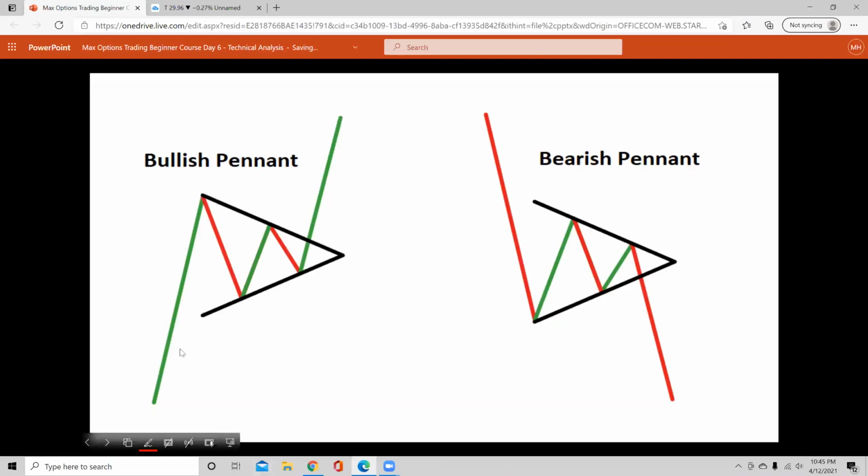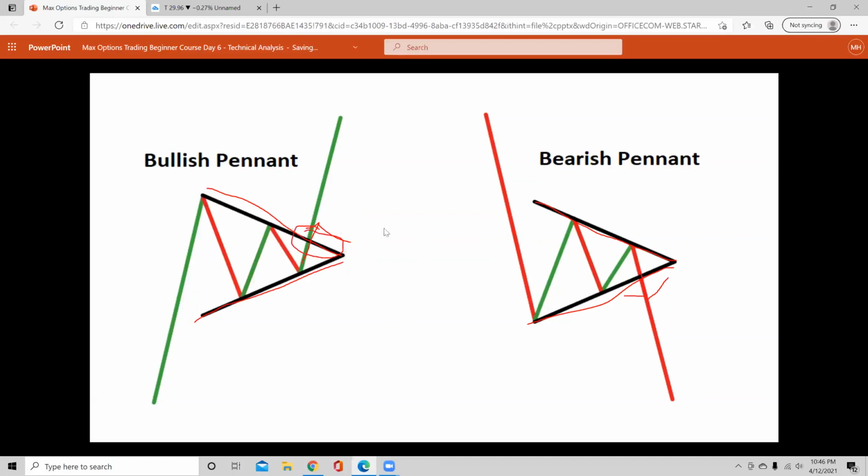They look just like flags, so don't get confused. They're only symmetrical with compressing resistance and support, and their continuation patterns are met here with large volume. And just like the flag, you play the breakout of the pennant. Unless you're a scalper, then you could play inside.